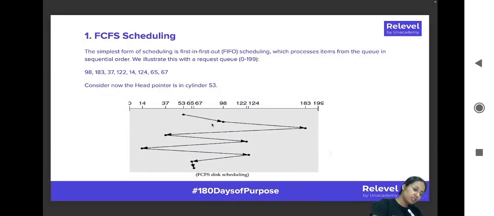First, we have first come first serve. Then we have shortest seek time first. Then we have scan.